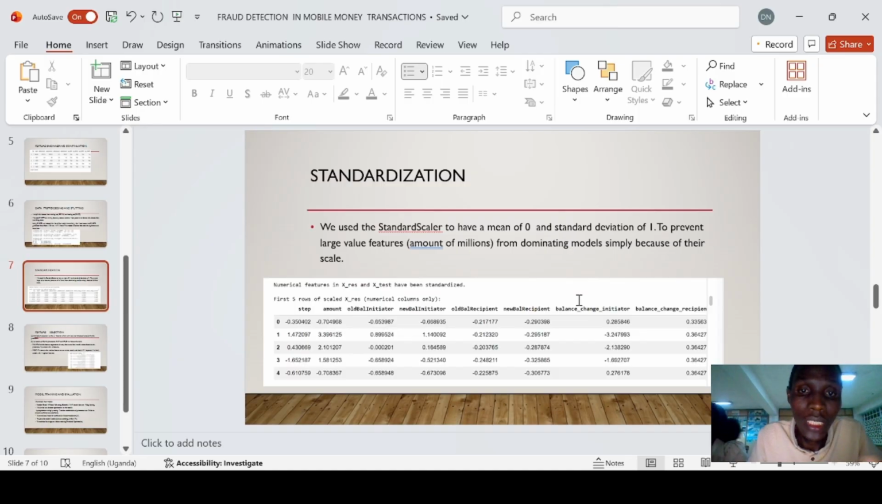After applying SMOTE, we did standardization using the standard scaler. Why we did that was to make sure that our mean becomes zero for all data samples, and the standard deviation one. It was critical for our neural network, because without it, features like transaction amounts, which can go into hundreds of thousands, would dominate.